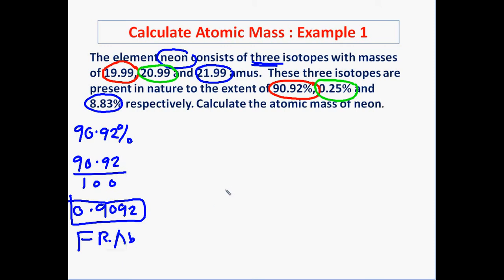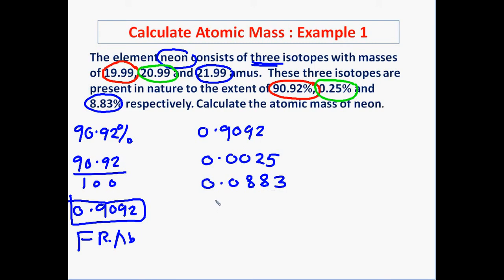So let's find the fractional abundance for each of the isotopes. As we know, from 90.92, the fractional abundance is 0.9092. For 0.25%, it will be 0.0025. And for 8.83, it will be 0.0883. We are just moving the decimal point to the left by 2 places.